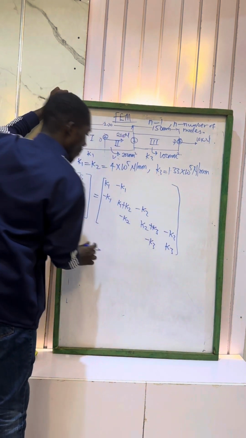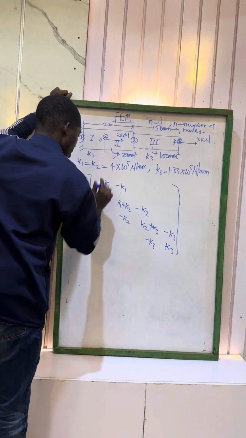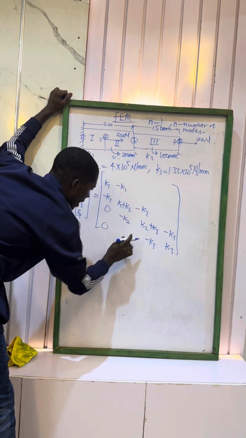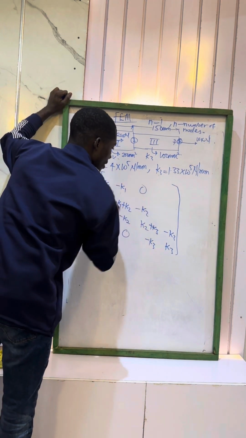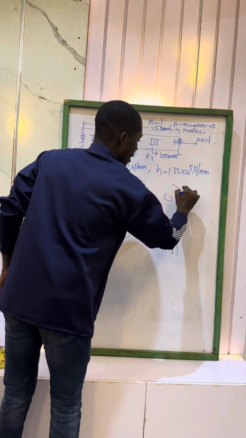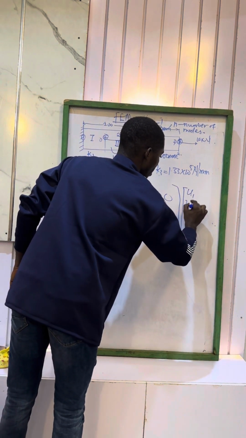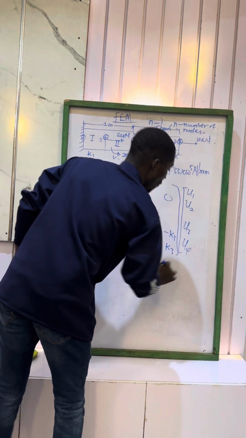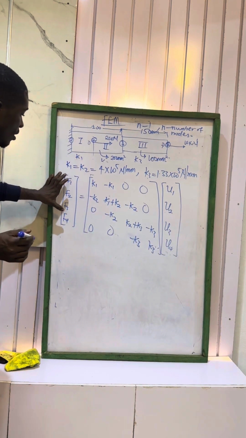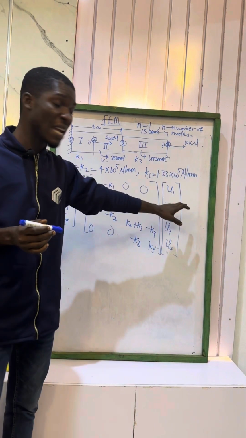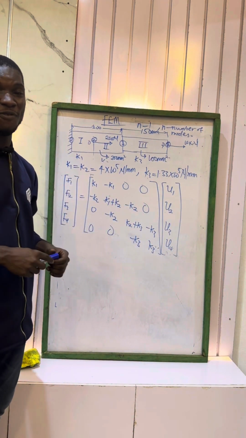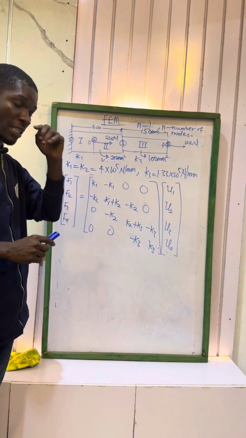You'll be like, what's going to happen to the remaining points that are empty? Let me tell you what to do. At this point you have 0, 0, and at this point 0, and 0, and 0. Then we have a 4 by 4 matrix multiplying U1, U2, U3, U4. So this is 4 by 1 equals 4 by 4 multiplying 4 by 1. This is the global matrices for the force and the stiffness.